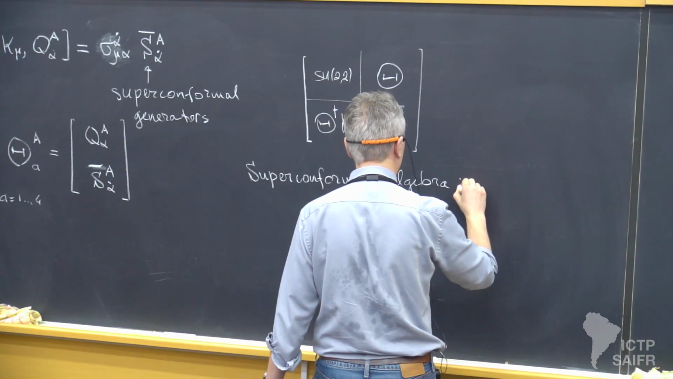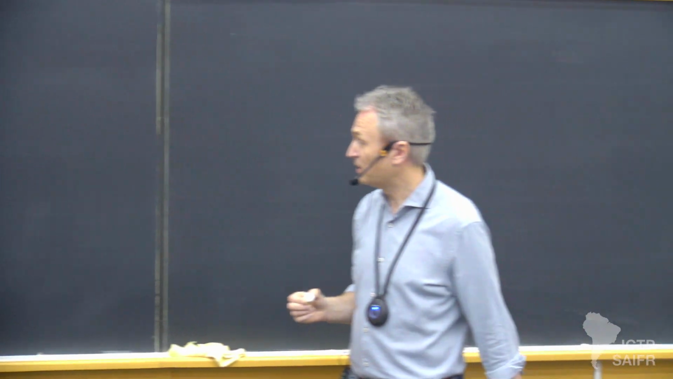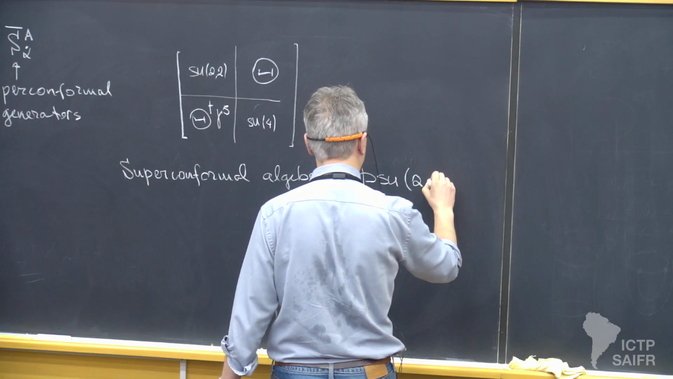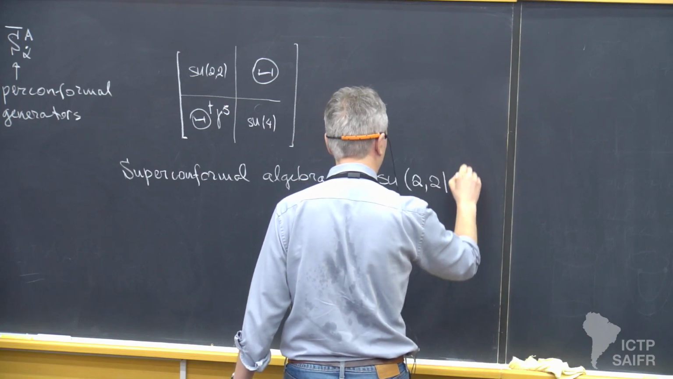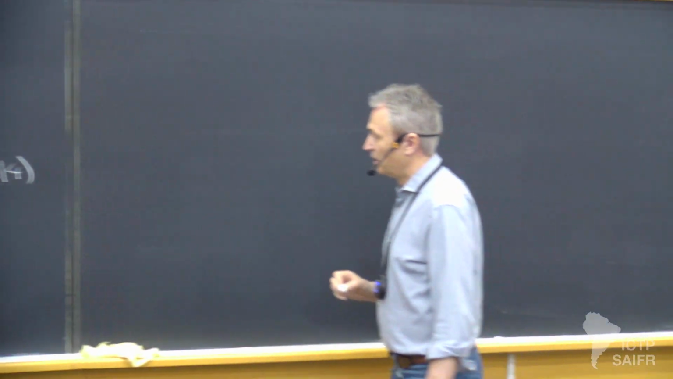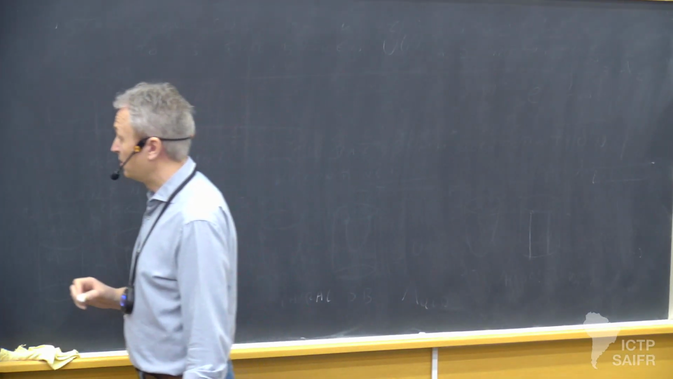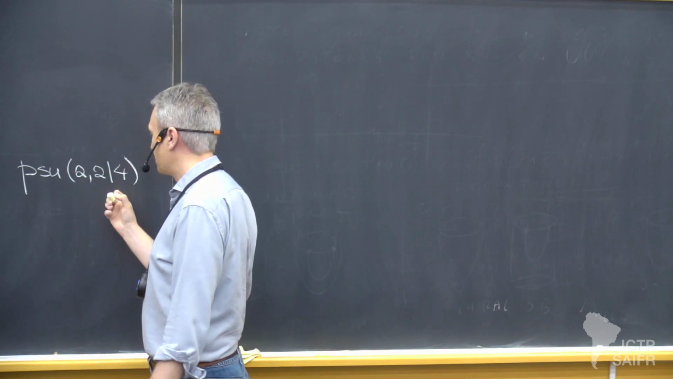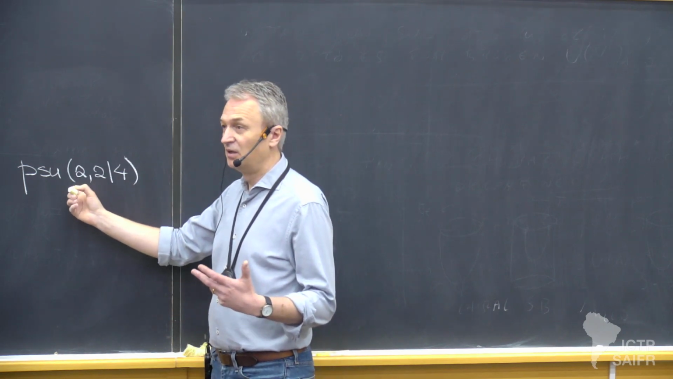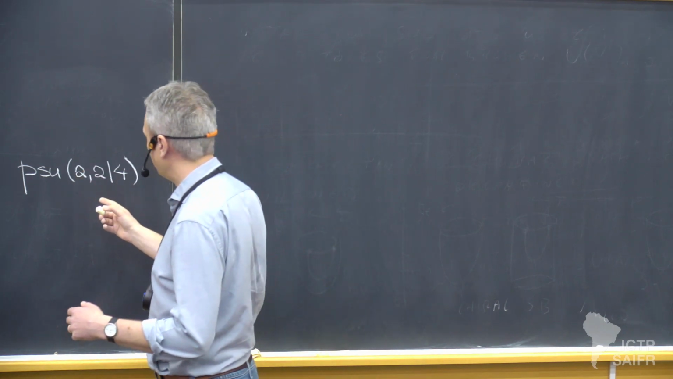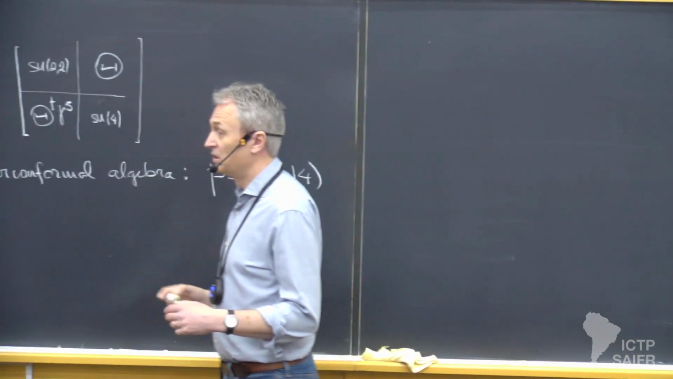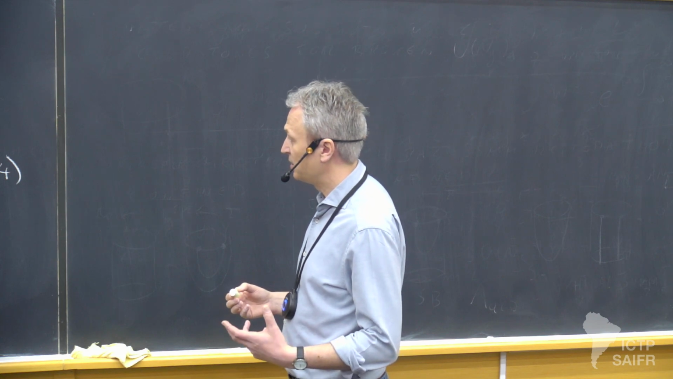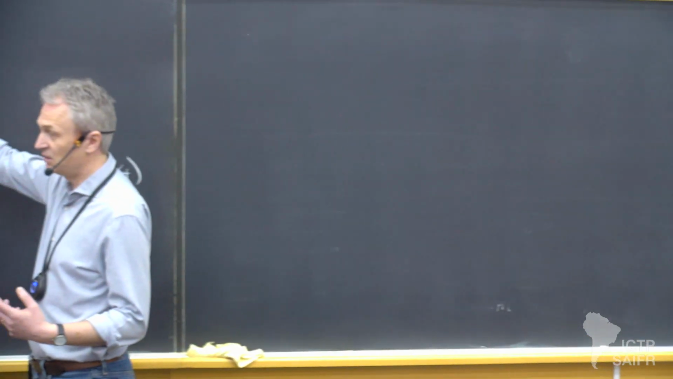So in other words, the superconformal algebra can be identified with a matrix Lie superalgebra, which is called PSU(2,2|4). It's a matrix superalgebra that consists of these 4x4 blocks, where fermion parity is correlated with where the element sits in this block decomposition.